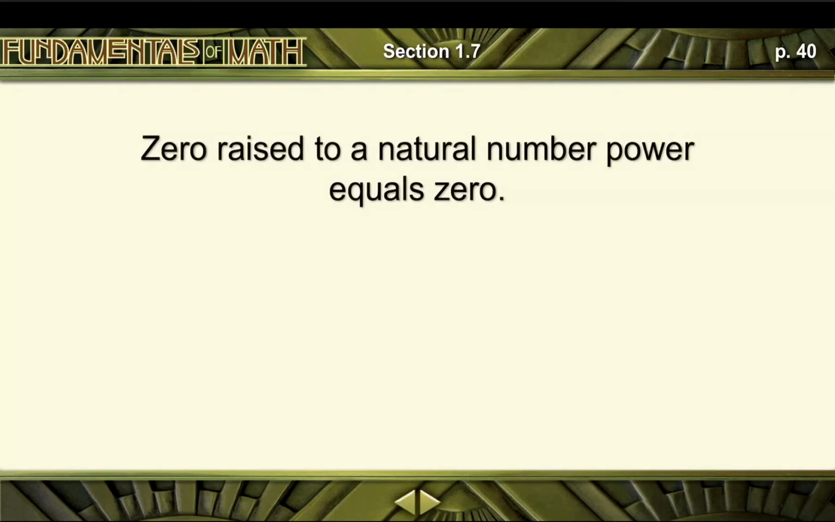Next, 0 raised to a natural number power equals 0. So if you take 0 to a power, it always equals 0, which makes sense because 0 cubed means 0 times 0 times 0. Well, that's 0. And 0 to the 7th means you multiply 0 times itself 7 times, which is 0. I don't know why anyone would want to do that, but it's still 0. So 0 to any natural number is 0.